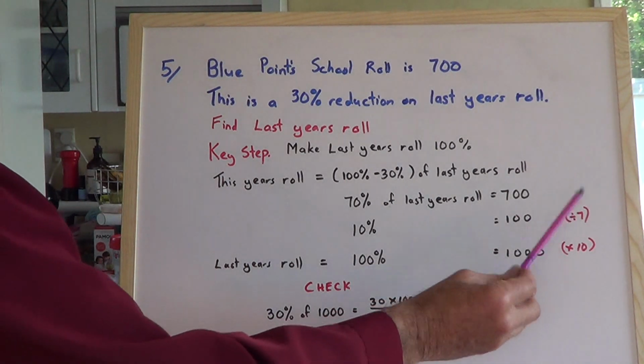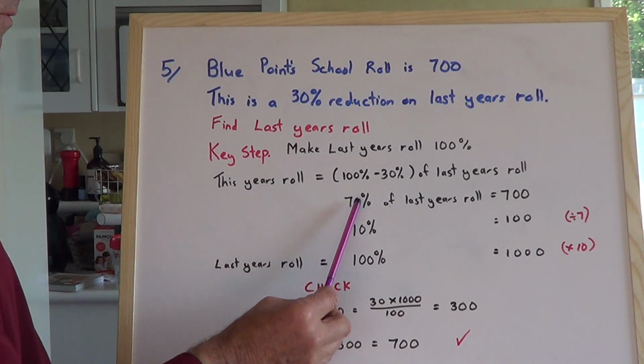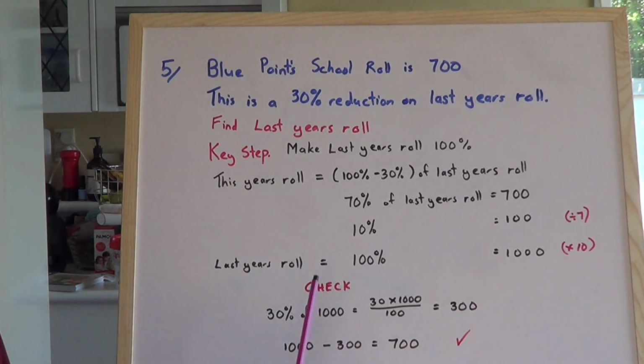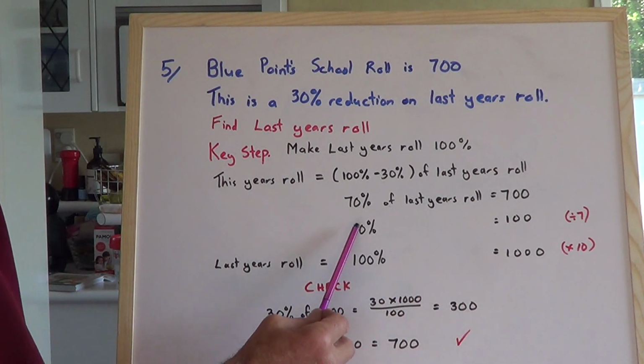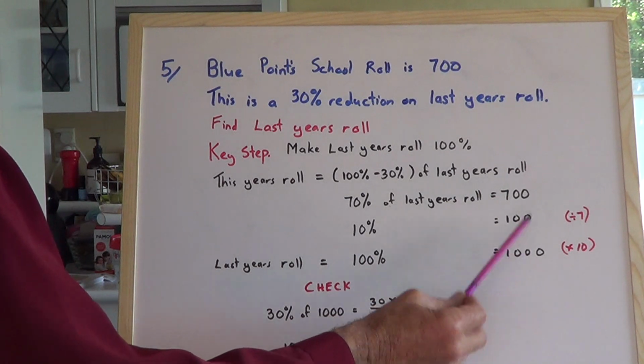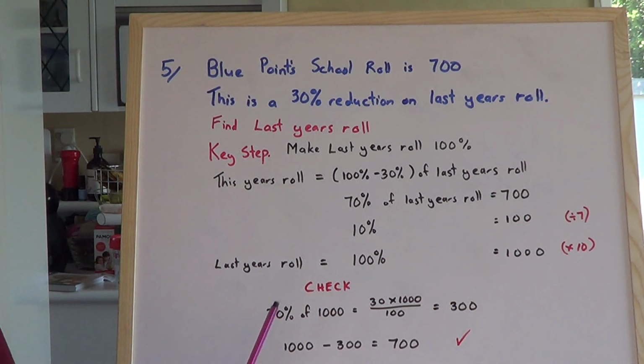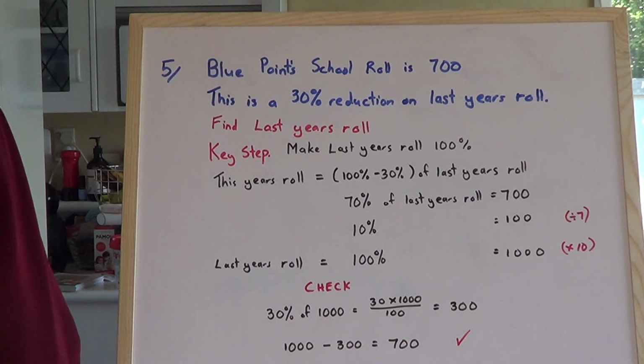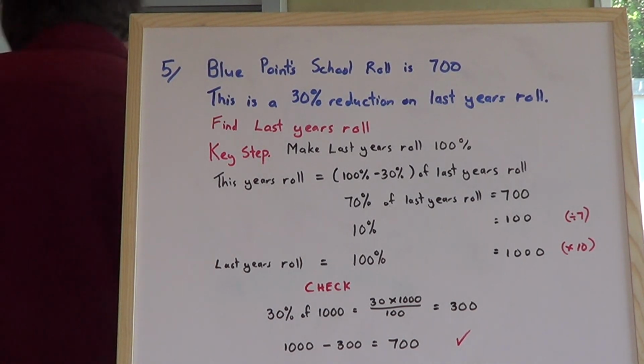So we divide by 7, and we get 10% is 100. So then we multiply by 10. That'll give us 100 there, and that'll give us 1,000. So last year, look at that. We've made a mistake. We just better correct that now.